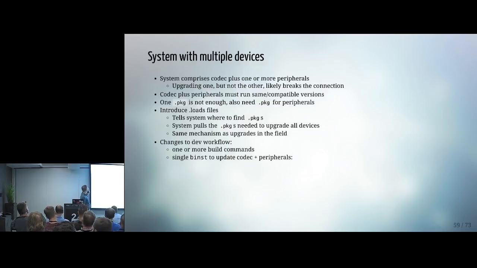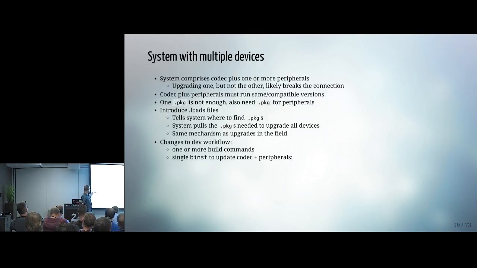Systems with multiple devices. So when you upgrade these multiple device systems, you need to upgrade both the codec and the peripherals in tandem. Otherwise, the communication link breaks because they're running different versions. So we introduced some loads files to define which PKGs are needed for the codec and the cameras to work together. That's a simple text format where it basically tells, if you're this kind of codec, you need this PKG. If you're that kind of camera, you need that PKG, and so on.